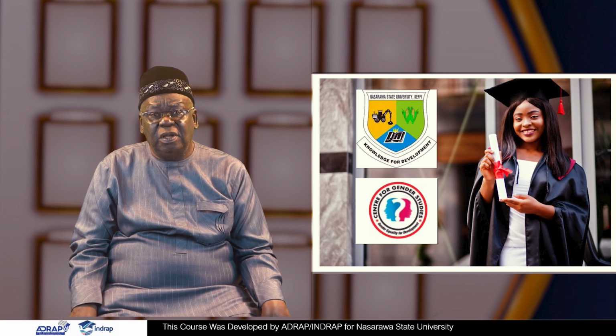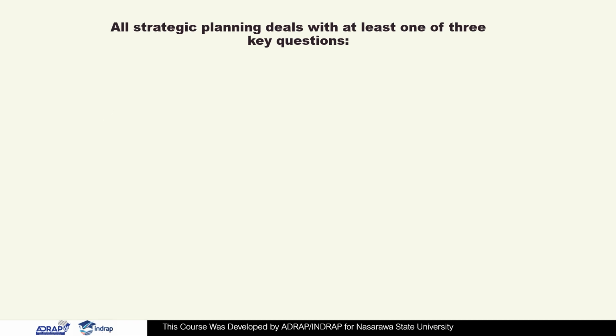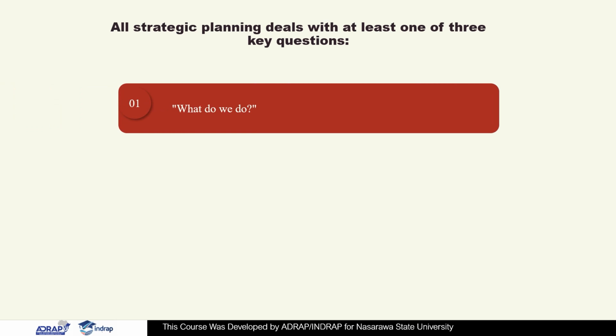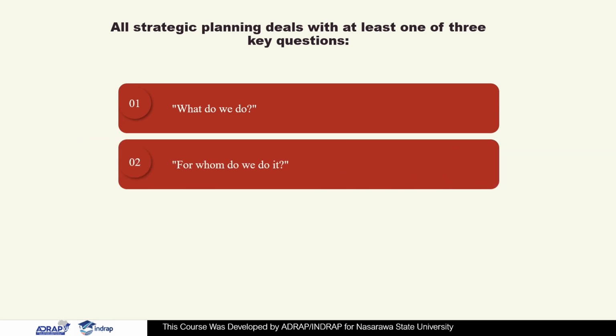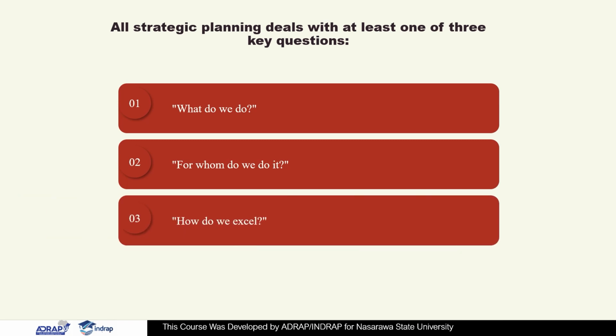Beyond your control. All strategic planning, therefore, deals with at least one of three key questions. What do we do in order to go to where we want to be? For whom do we do it? It has to relate with your mission. How do we excel? Because there's competition in whatever you are doing.